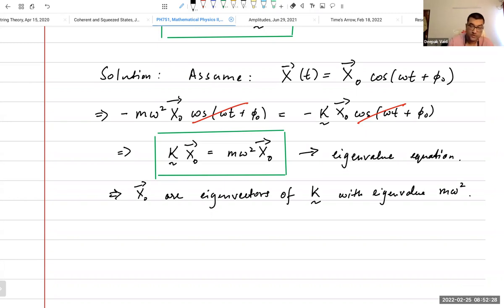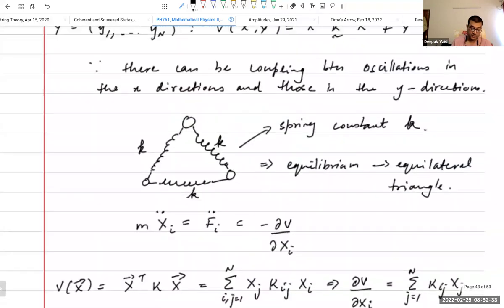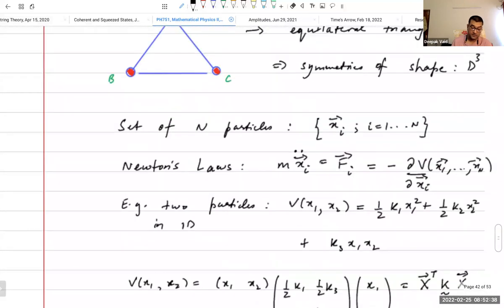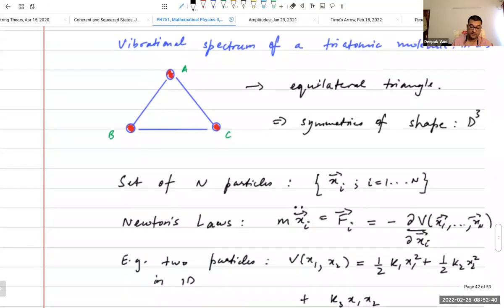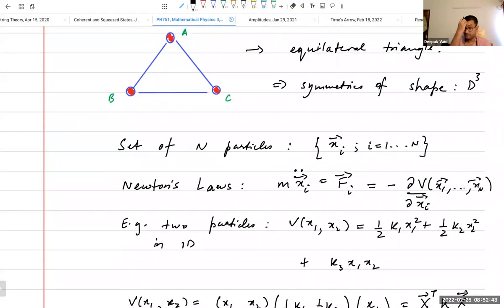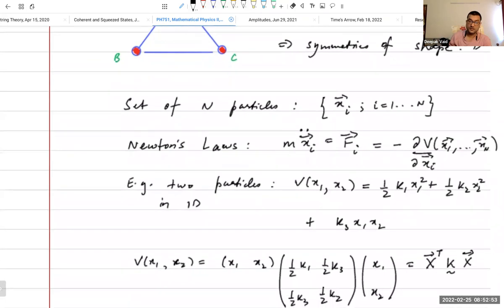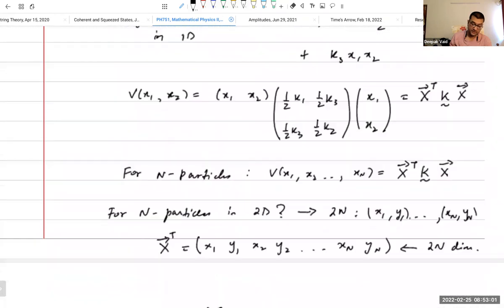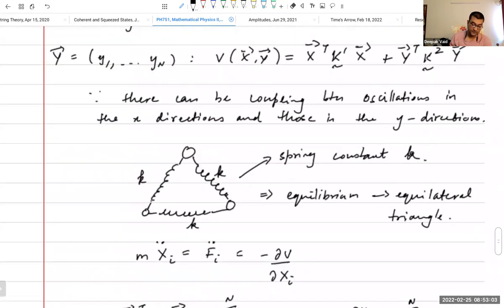Now, what does all of this have to do with the symmetry of the system? Because that's the reason that we are discussing this problem. Well, I'm discussing this problem, and you all are sitting there pretending to be interested in it. So the symmetry of the problem should come into the picture at some point, right? And this is the stage at which the symmetry comes into the picture.